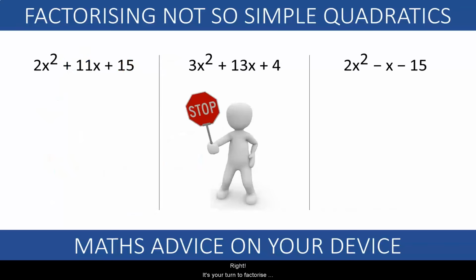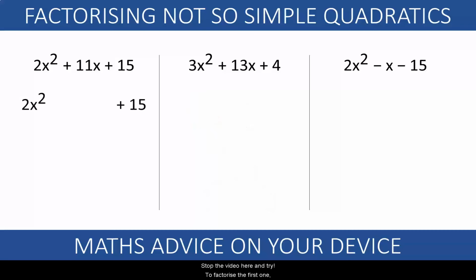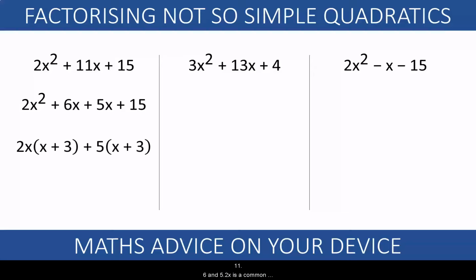Right, it's your turn to factorize these not so simple quadratics. Stop the video here and try. To factorize the first one, multiply 2 times 15. That is 30. Think of 2 numbers that multiply to 30 and add up to 11: 6 and 5. So 2x is a common factor of the first 2 and 5 is a common factor of the last 2. 2x plus 5 times x plus 3.